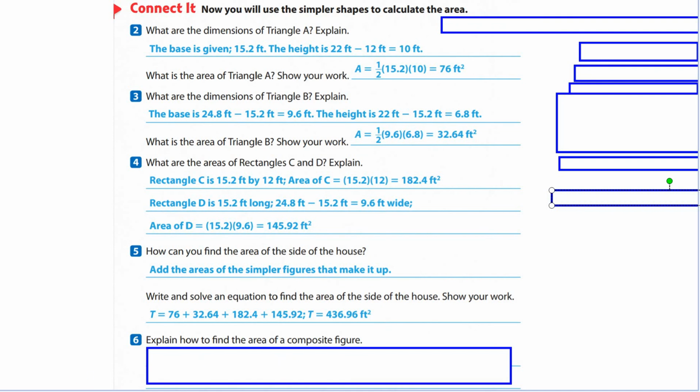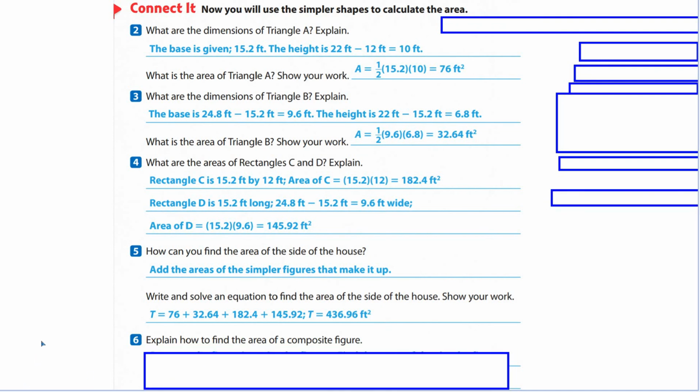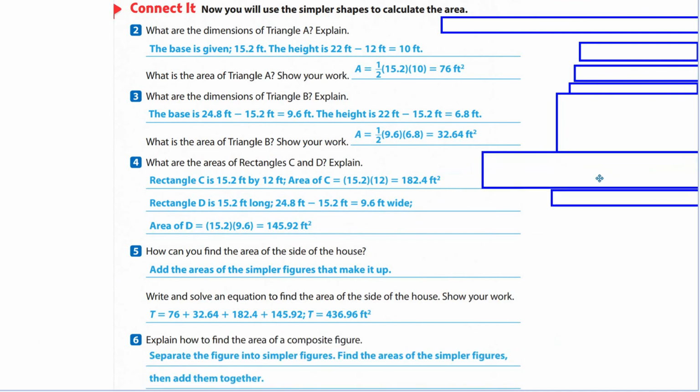And then question 6, it's the conclusion, to restate what we've done. Explain how to find the area of a composite figure. Simple. Separate the figure into simpler figures. Find the area of the simpler figures, and then add them together.